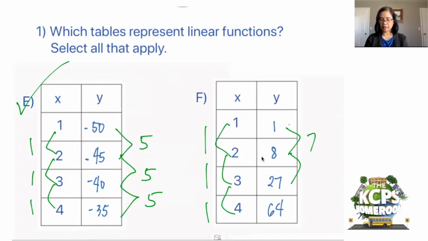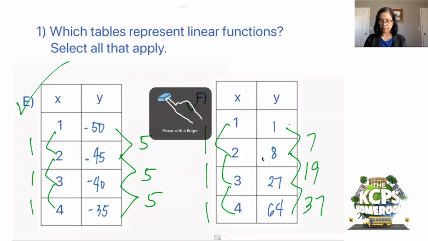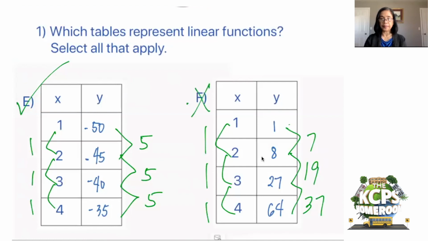This is 19 and this one is 37. Could you double check? Okay, now later on, you might discover that this will represent a different type of function. If you have 1, 8, 27, 64, this is not a linear function. I'm sorry, this is not a linear function, so we cross this out.